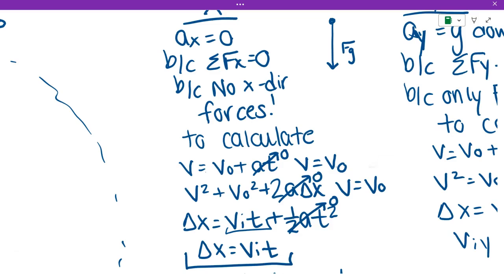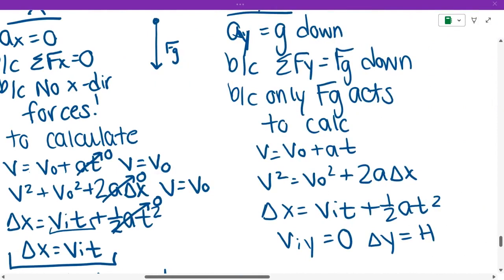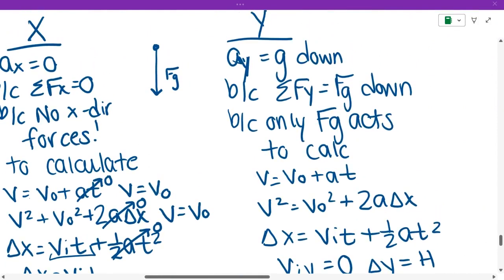So let's talk about the y direction. Ooh, my screen froze. Hello. There we go. Okay. So in the y direction, we're going to have an acceleration of g downwards. Now, I didn't write positive or negative because remember, the positive versus negative either depends on the question or depends on you. You get to choose the positive versus negative direction. So I'm just going to say downward for now. So we're going to have an acceleration of g downward.